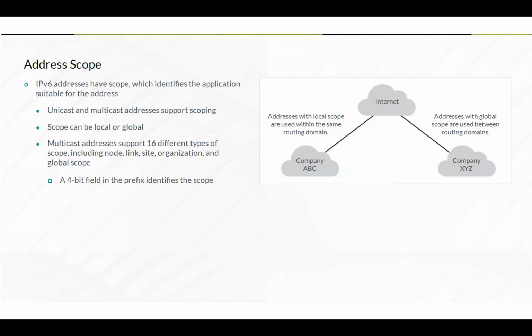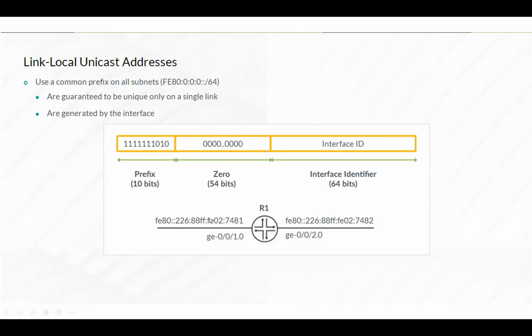And another section is address scope. Multicast addresses support scoping. Scope can be local or global. Multicast addresses support 16 different types of scope, including node, link, site, organization, and global scope. A 4-bit field in the prefix identifies it. Now the link local unicast address.